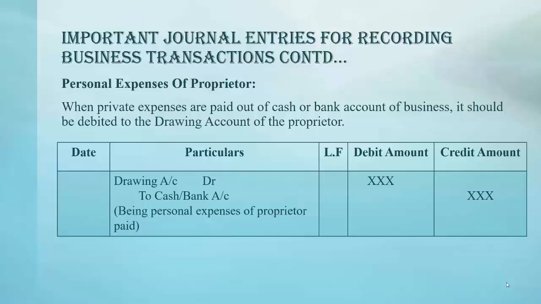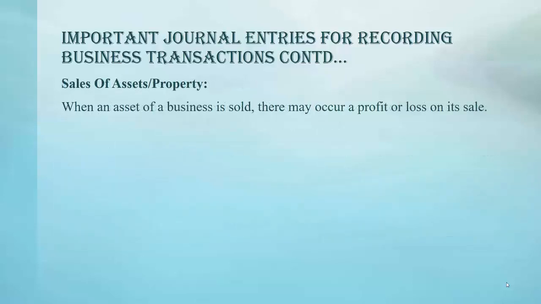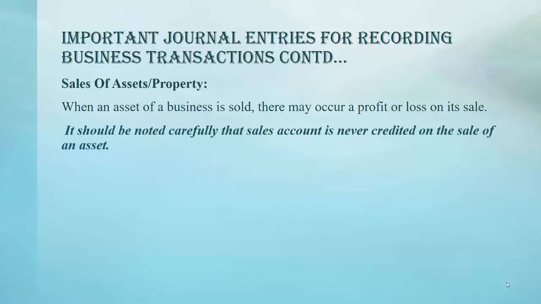Now let's move on to our next case, sales of assets or property. When an asset of a business is sold, there may occur profit or loss on it. Here, it should be noted carefully that sales account is never credited on sale of an asset, because we use the word sales account or purchase account if any goods are sold or purchased. If any assets are sold or purchased, then in that case, we never use the word sales account or purchase account. Assets can be of any type, that is plant, machinery, land, building, etc.